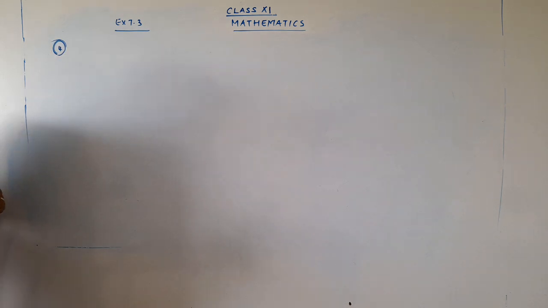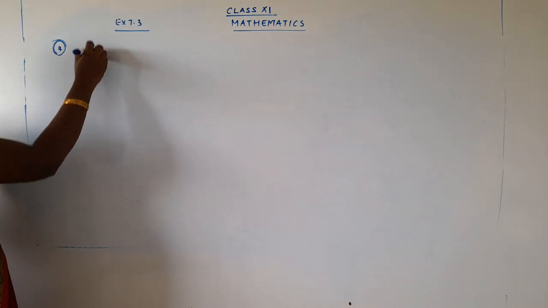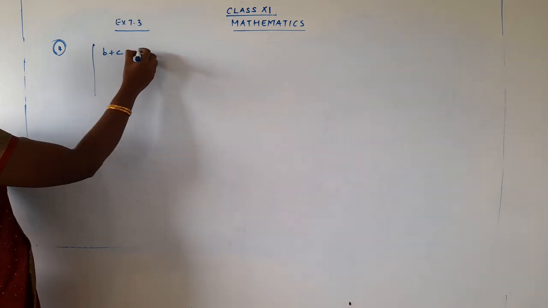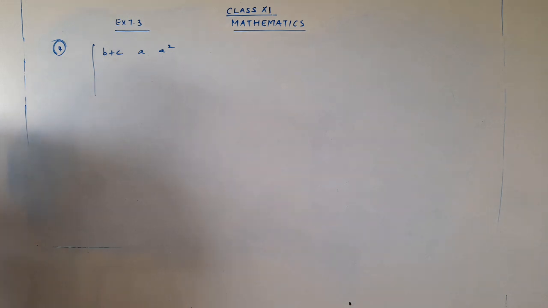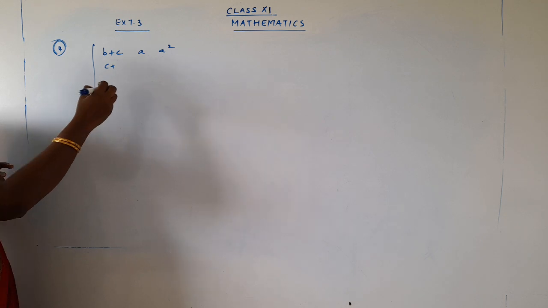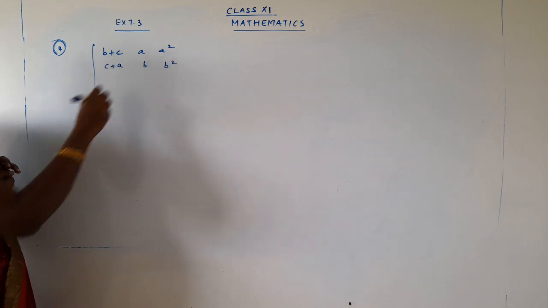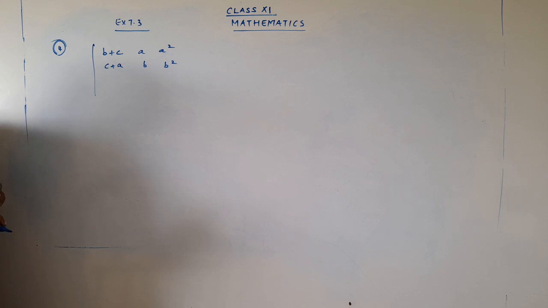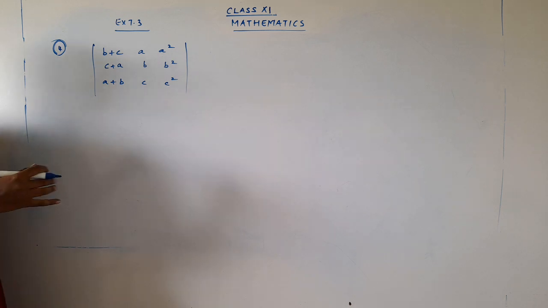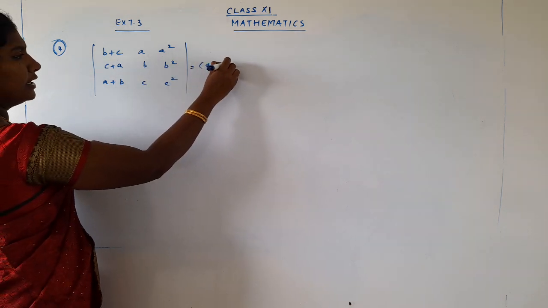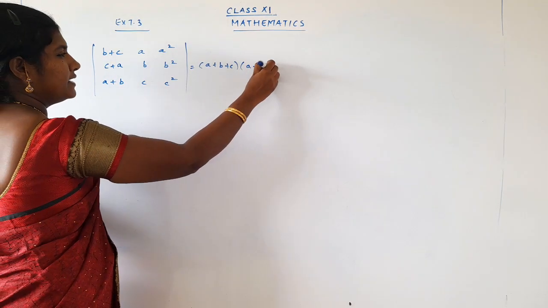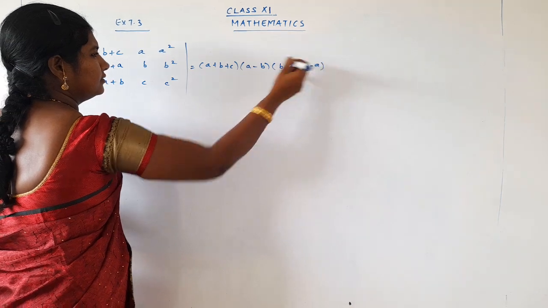Now, sum number 4. Read on. You have to show this: the determinant b plus c, a square, c plus a, b square, a plus b, c square. So this is what you have to show, as they have given you a value here, (a plus b plus c)(a minus b)(b minus c)(c minus a).